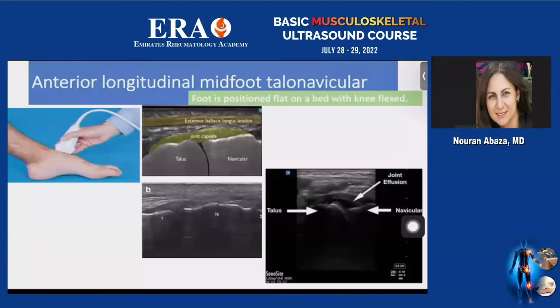When we come to the anterior longitudinal mid-foot talonavicular joint, I will not go through this one. I was just going to tell you that this is the first joint in the foot after you are done with the tibio-talar joint at the lower end of the tibia and the beginning of the talus. You go through the talus till the navicular bone to start your foot scan, but this will be with my colleague, Professor Rod. So what about the subtalar joint?